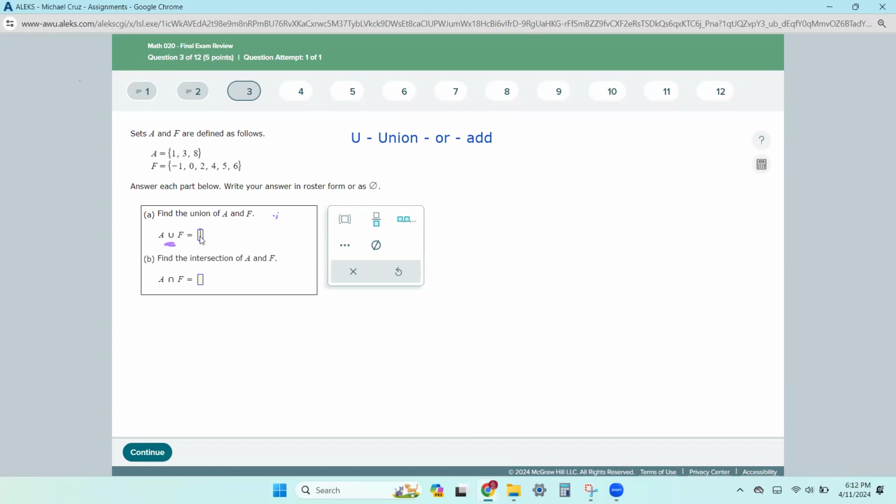So the union means add both of those sets together. What happens when we put them together? What's the first one? They don't have to be in order, but it helps. -1, 0, 1, 2, 3, 4, 5, 6, 8.